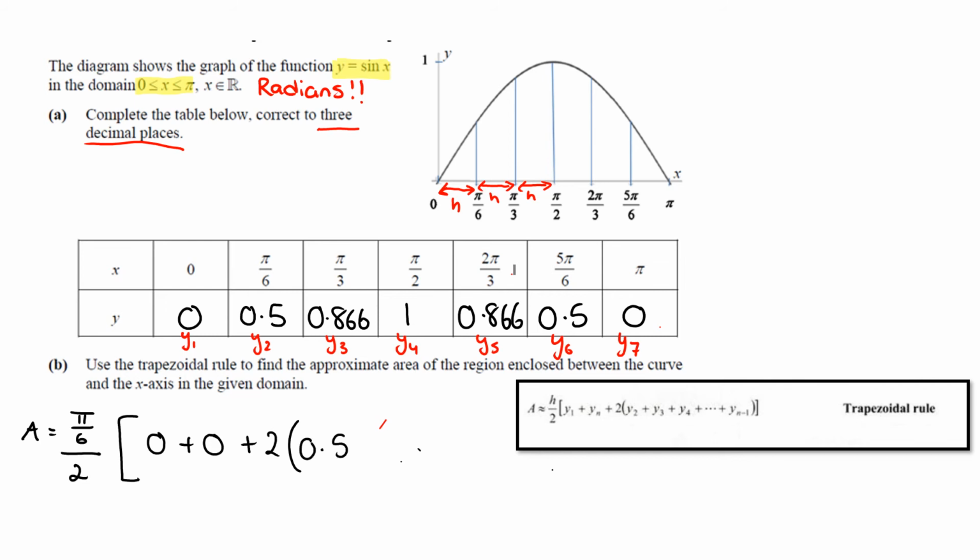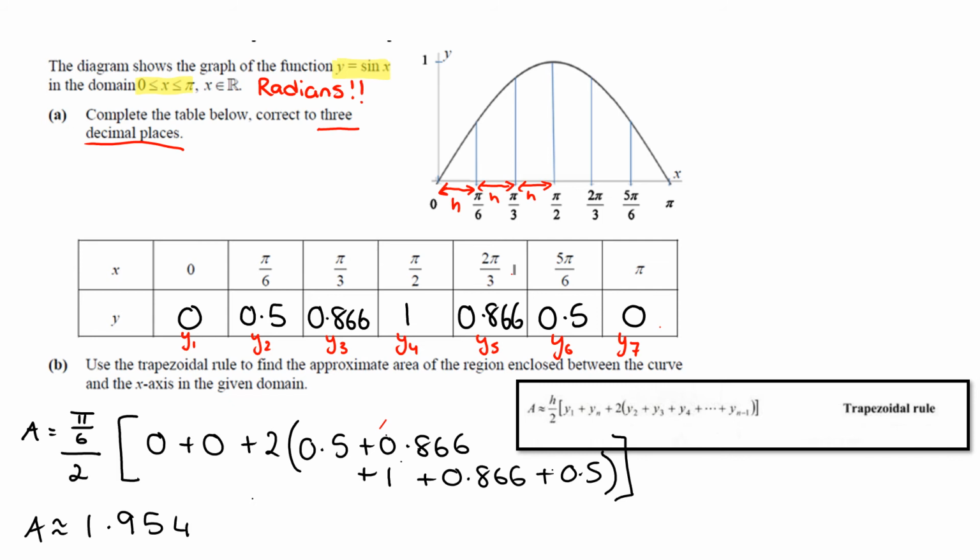So you had 0.5 plus 0.866 plus 1 plus 0.866 plus 0.5, and that can go straight into your calculator, and we get the area is approximately equal to 1.95407. They didn't tell us about rounding, so I'm going to leave it in around there.